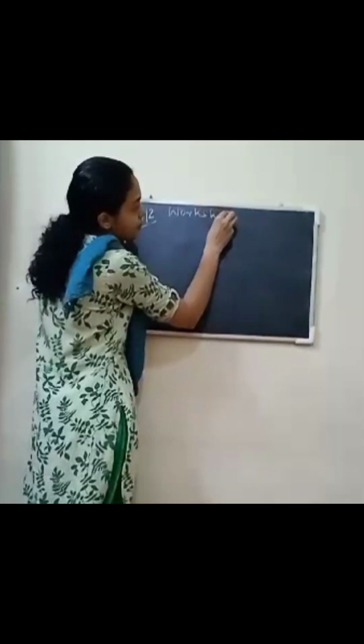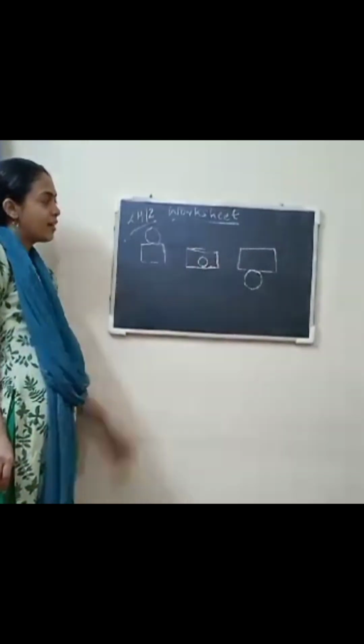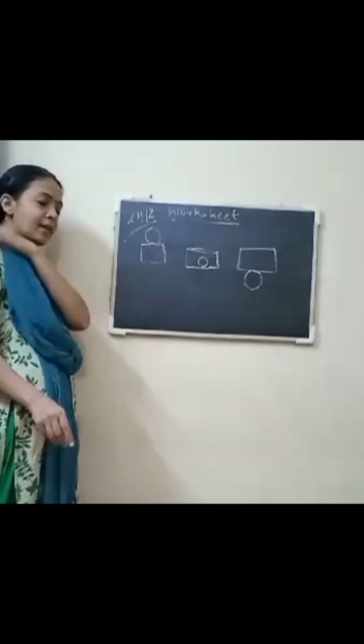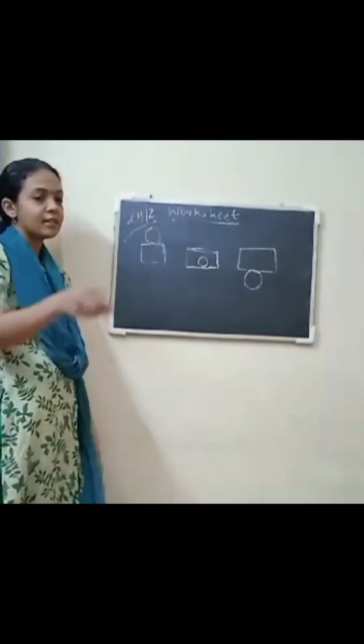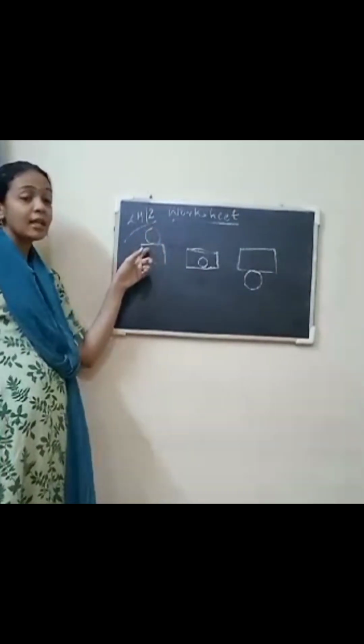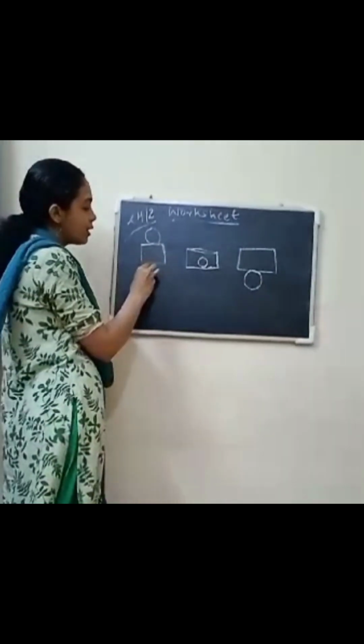All of you listen here. Worksheet. Have you seen the three pictures? What is the first picture? Give me the answer. I will call on some names. What is this picture? This is a ball. Yes, very good. It is on the box.